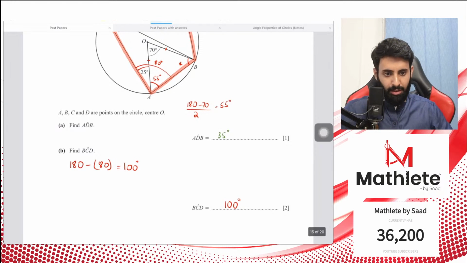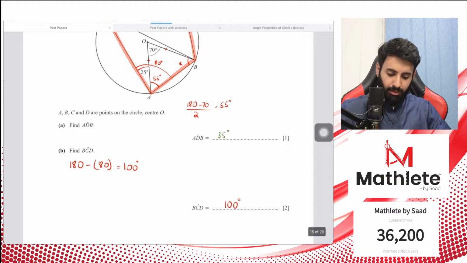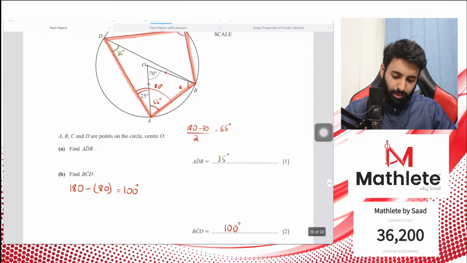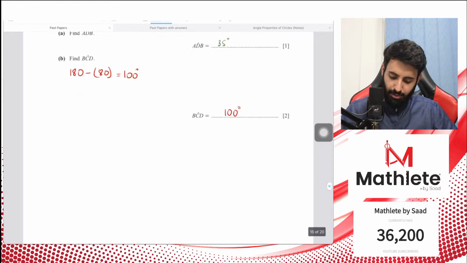Okay, so Shy edits. The thing is that you're very likely to find it mostly in paper 1. But that doesn't mean it can't come in paper 2. Okay, so plus 25 is 80. Yeah, so there you go, 100 degrees is your final answer.